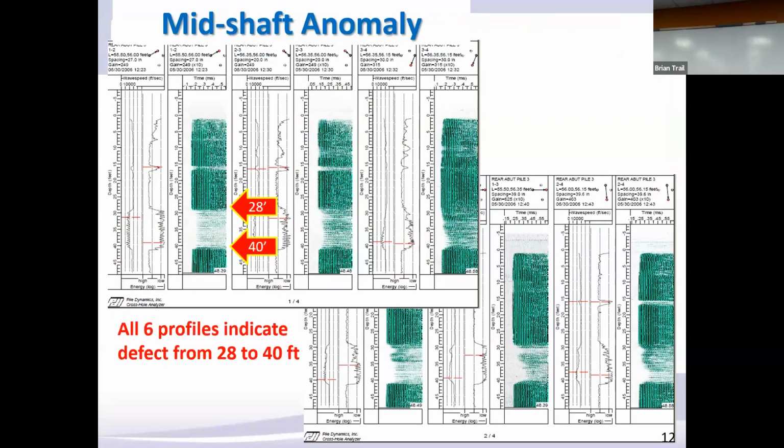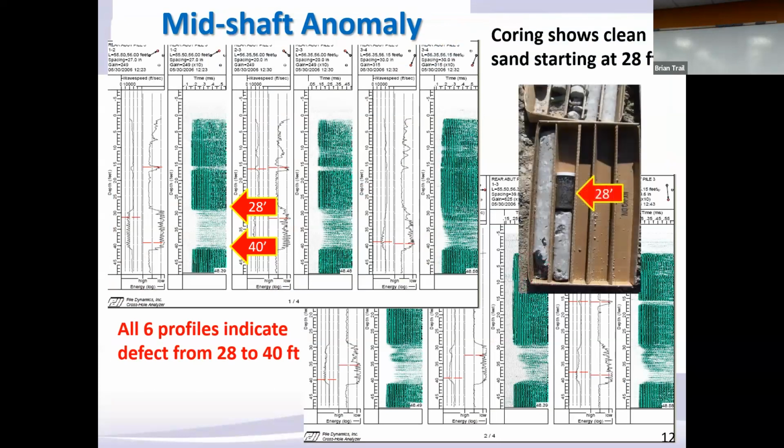So let's take a look at some of the records. This is a 4-tube shaft, so we have 6 different profiles. And in each and every one of them, we see a defect down here between 28 feet and 40 feet. And when they cored the pile, they got down to 28 feet and found clean sand. So it wasn't a surprise that happened. So it's very good at looking at the quality of the concrete inside the reinforcing cage.